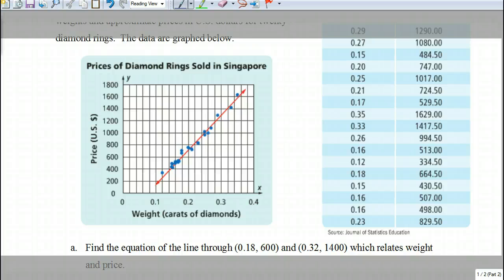So here we can see that we have a scatter plot of various points that are in the table to the right. We also see that we have a line of best fit. If you were to do this by hand, you would basically be taking a ruler and eyeballing it, so to speak, drawing a line through the center of as many points as you can. Okay, so part A says find the equation of the line through point 18 and 600 and point 32 and 1400, which relates weight and price.